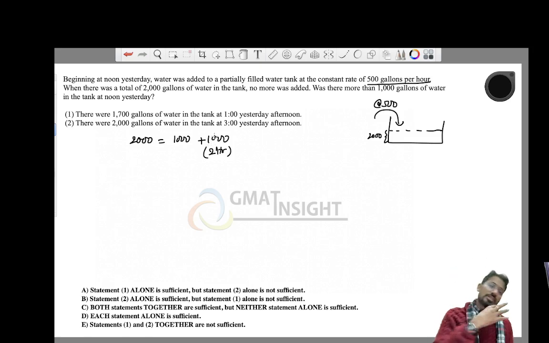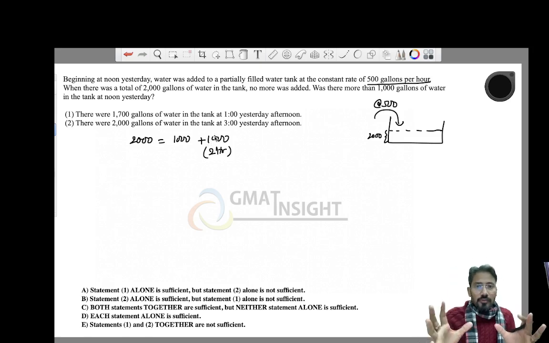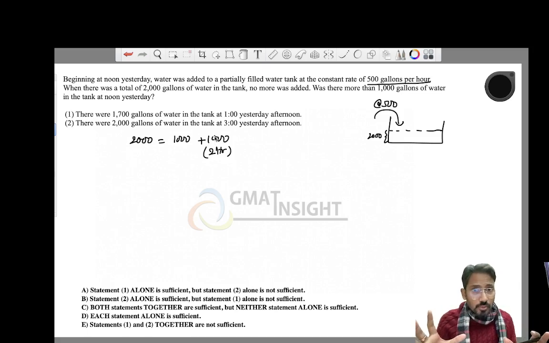Now in data sufficiency, it's really important that we quickly figure out what exactly we need to answer the question. Once you have it, I think you have the answer straight away. Now let's look at the first statement.